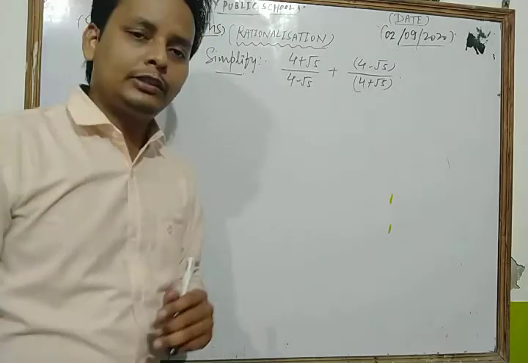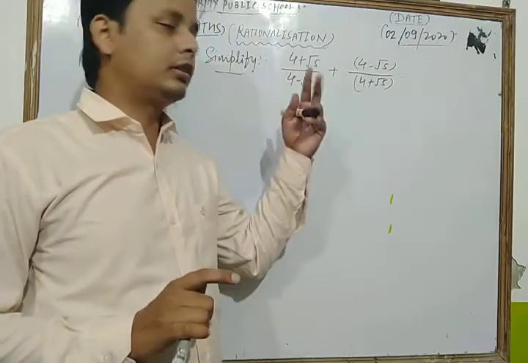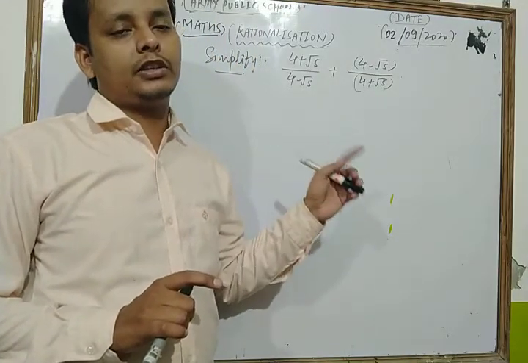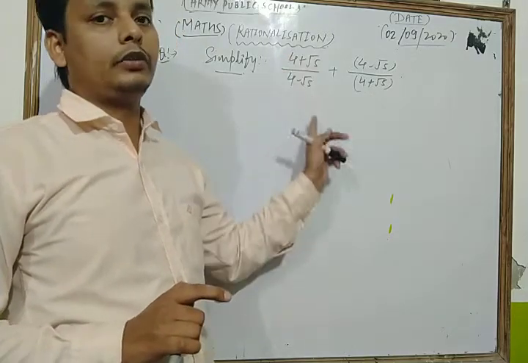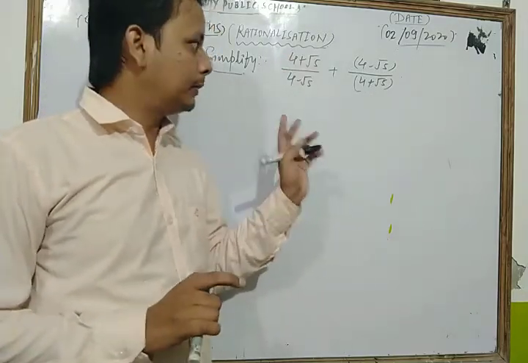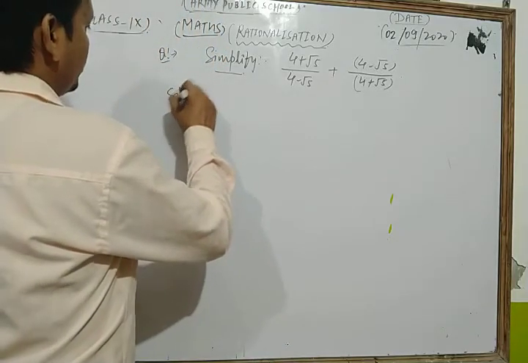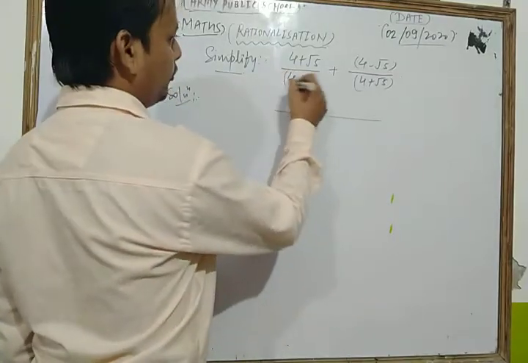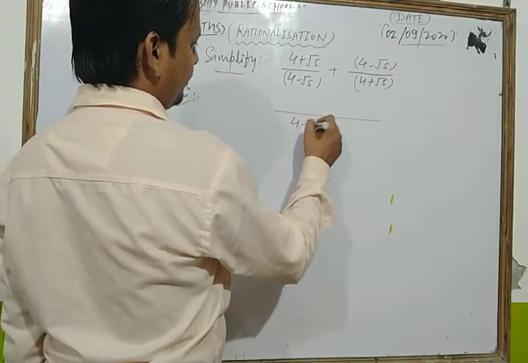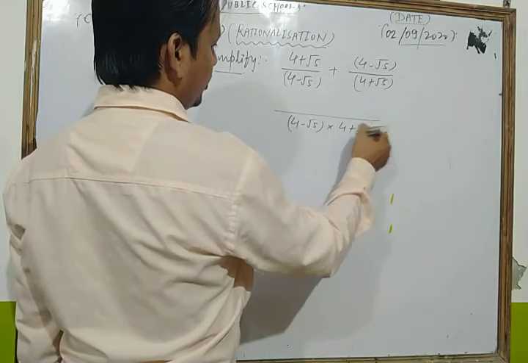Now look what I do, dear students. To simplify, we generally take the LCM, then divide the LCM by each denominator, and multiply the result by the numerator. We apply the same process here. First of all, we take the LCM of both denominators: (4 minus root 5) into (4 plus root 5).